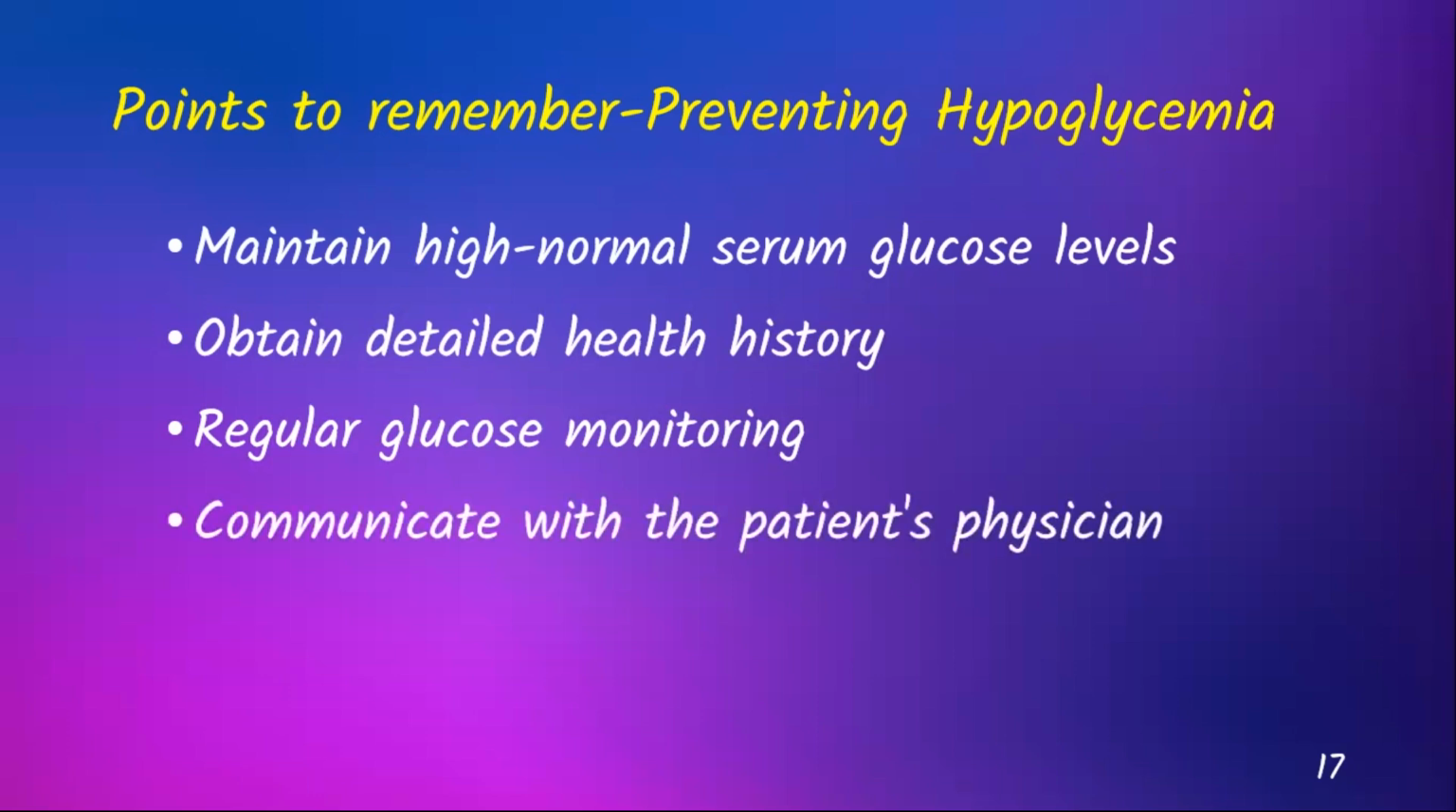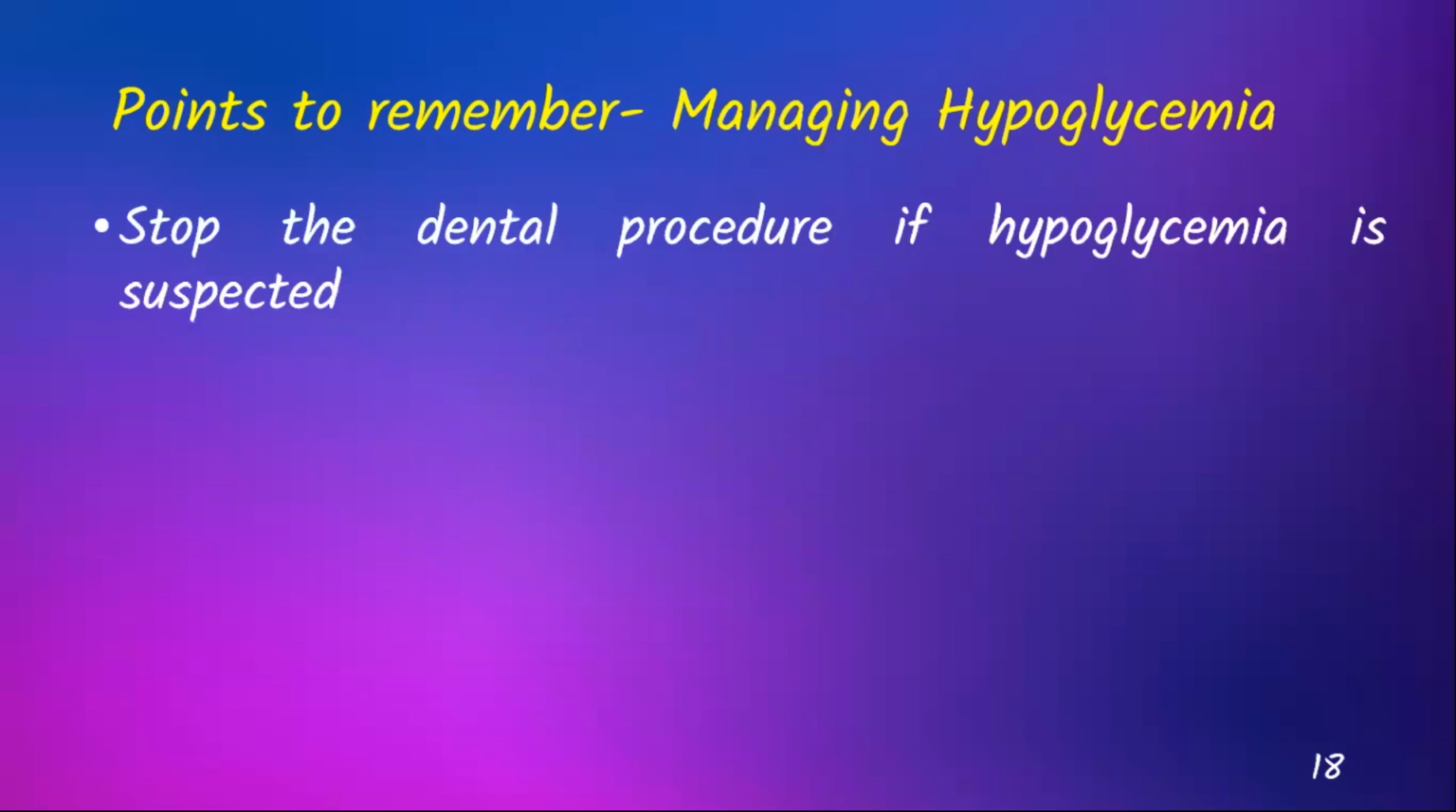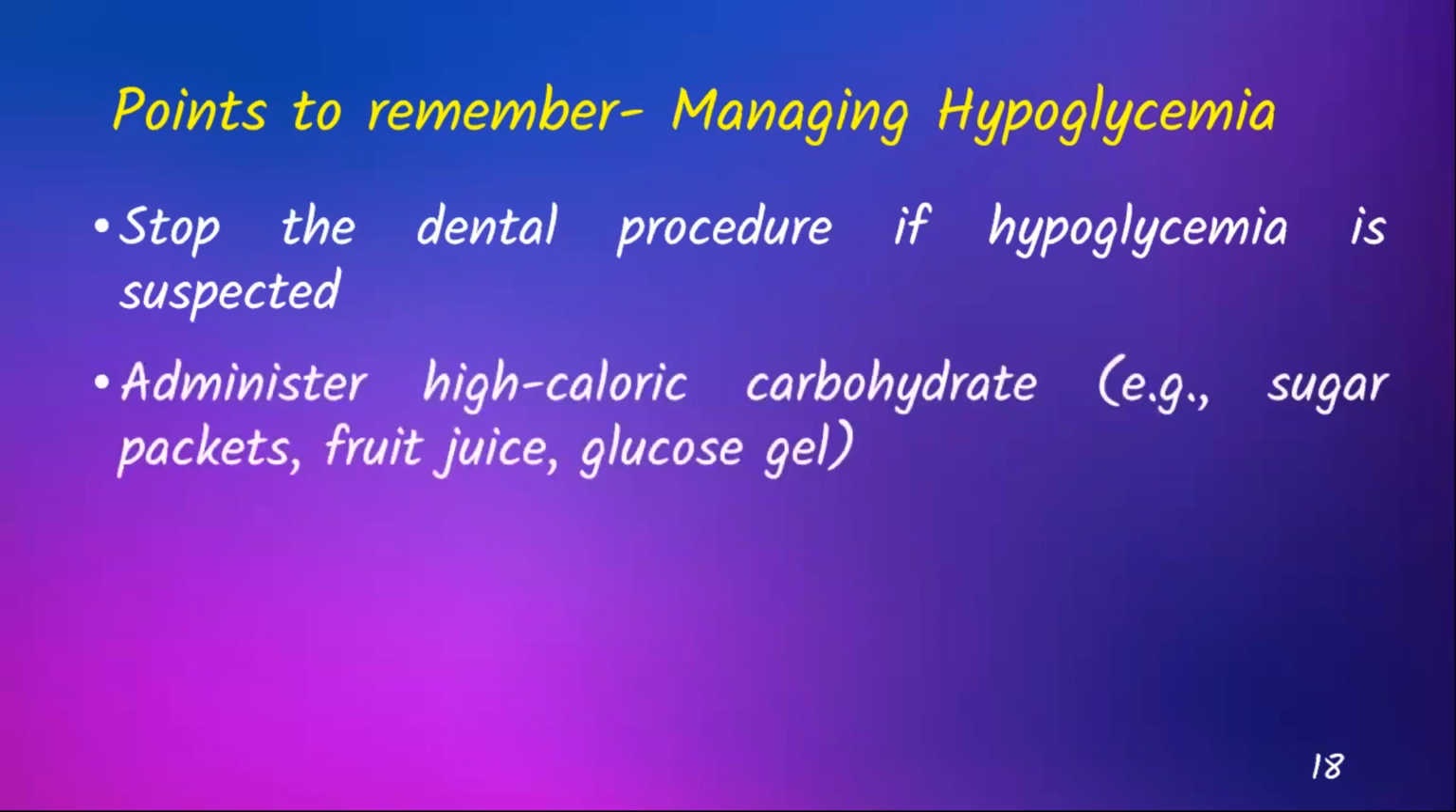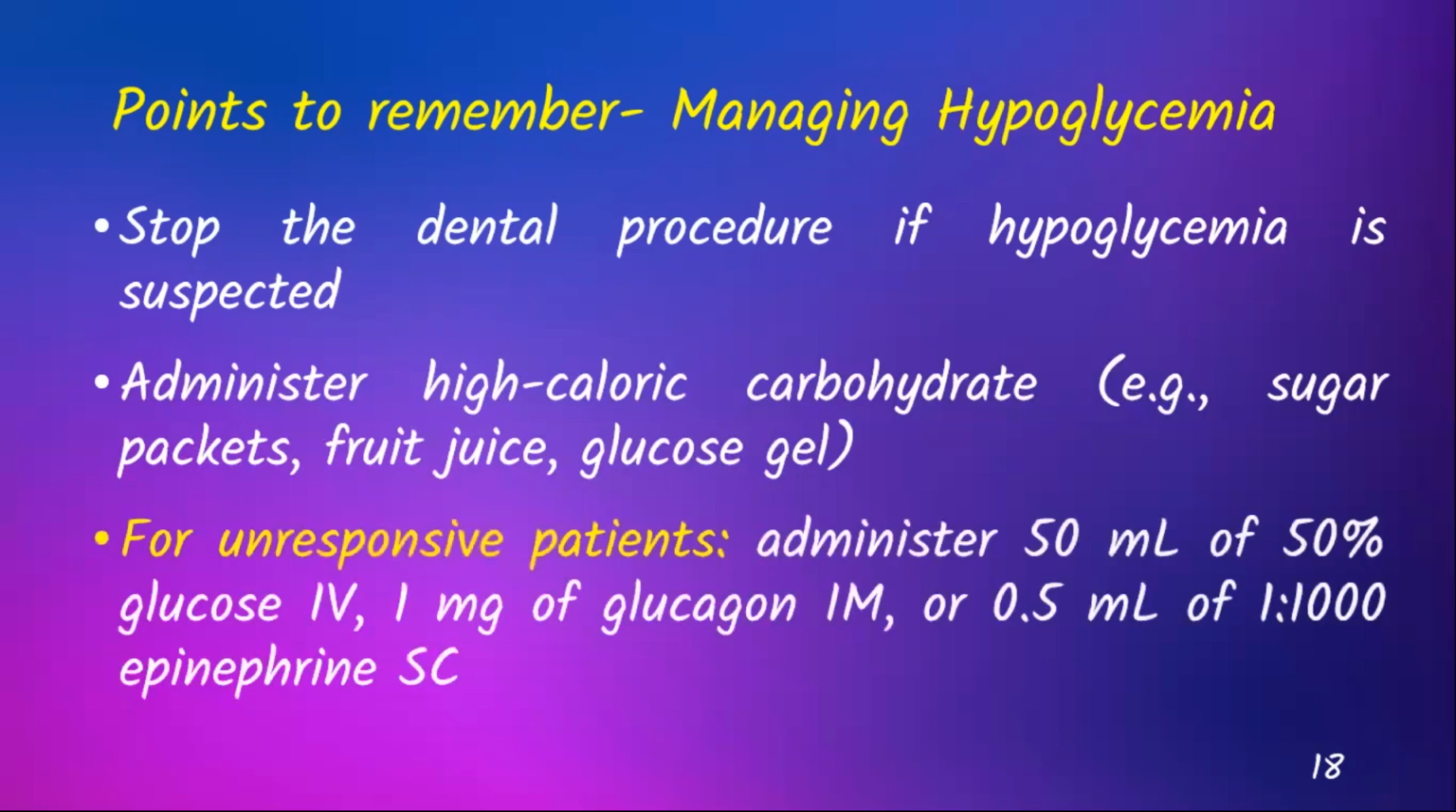Contact the patient's physician to confirm the safety of dental procedures. If a patient shows signs of hypoglycemia, immediately stop the dental procedure. Provide a high-caloric carbohydrate source such as sugar packets, fruit juice, or glucose gel. If the patient does not improve quickly, becomes unconscious, or cannot take glucose orally, administer 50% glucose intravenously. If venous access is not possible, give glucagon intramuscularly as a last option. Use epinephrine subcutaneously and repeat every 15 minutes if necessary.